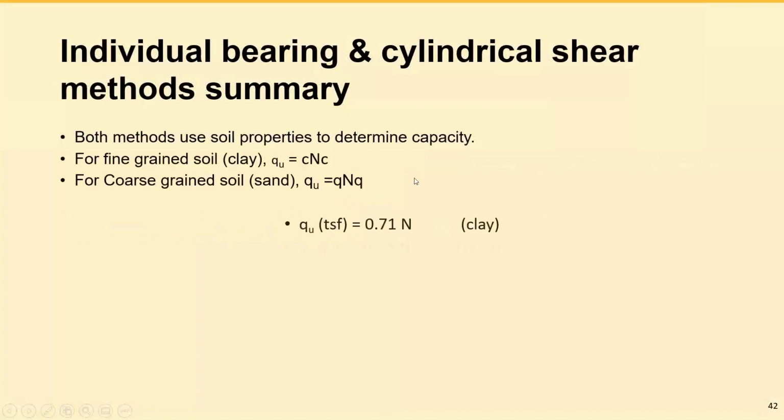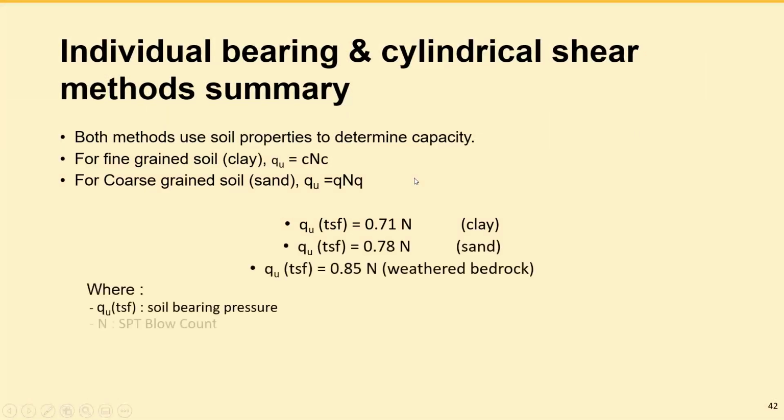Now, this is a summary of the individual bearing plate method and the cylindrical shear method. Again, these two methods use traditional soil mechanics. They use the soil parameters from the soil reports to calculate the pile capacity. Now, you can see in both of these, for clay, for instance, use Q = C·Nc. For coarse-grained soil such as sand, use Q = q·Nq. These are also soil bearing capacities. Now, the problem there is you have to figure out these Nq, these Nc, and go through all this.